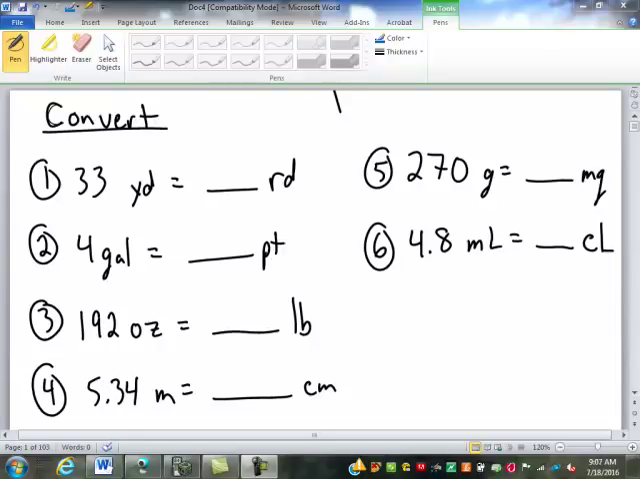Let's see how well we remembered our measurements from last week. So taking a look here, 33 yards, converting that into rods. Now, if you recall, the strategy we used for converting is we set it up as a fraction. So 33 yards over 1. And then when we set up our conversion factor here, our unity fraction, how do we know what to put on bottom?